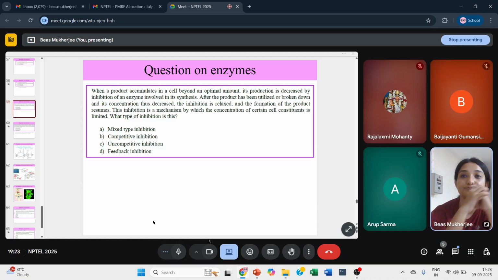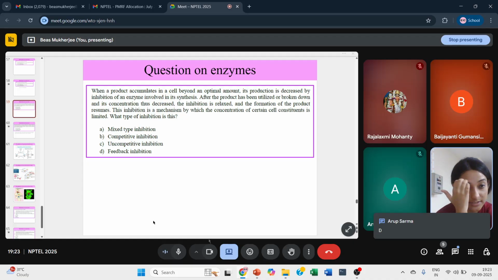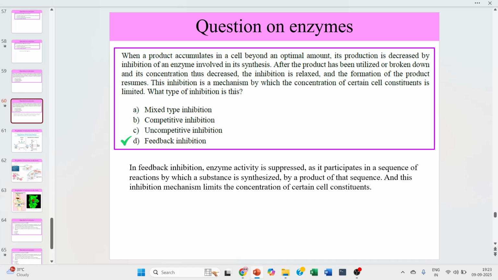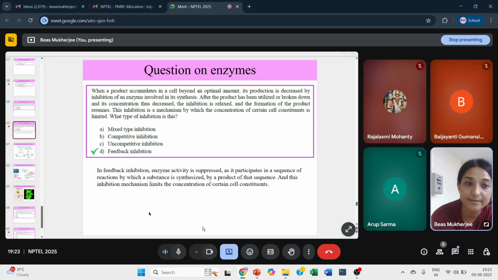You know the answer. When we started the class, we were talking about this only. Right? So, you know this answer. D is feedback inhibition. Correct. That's correct. Yes. So, in feedback inhibition, see what is happening. The enzyme activity is suppressed as it participates in a sequence of reactions in which the substance is synthesized, by the product of that sequence. And this inhibition mechanism limits the concentration of certain cell constituents. Okay.